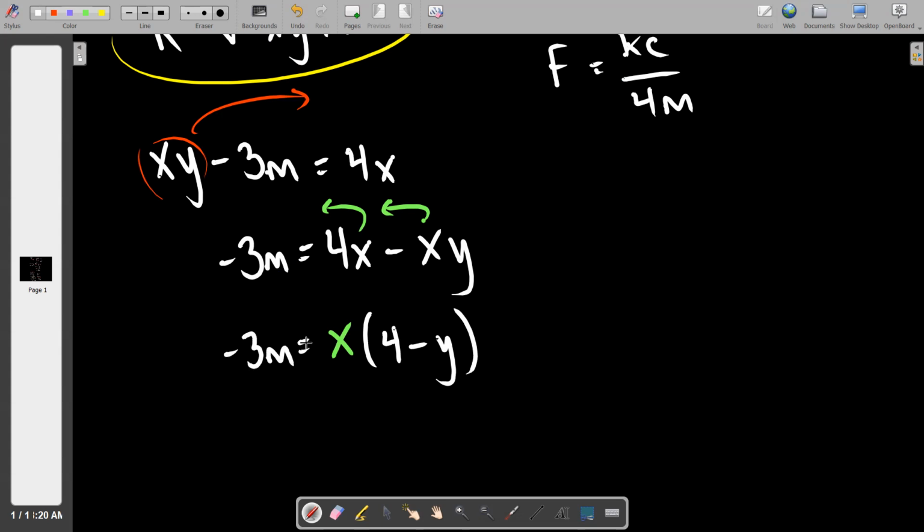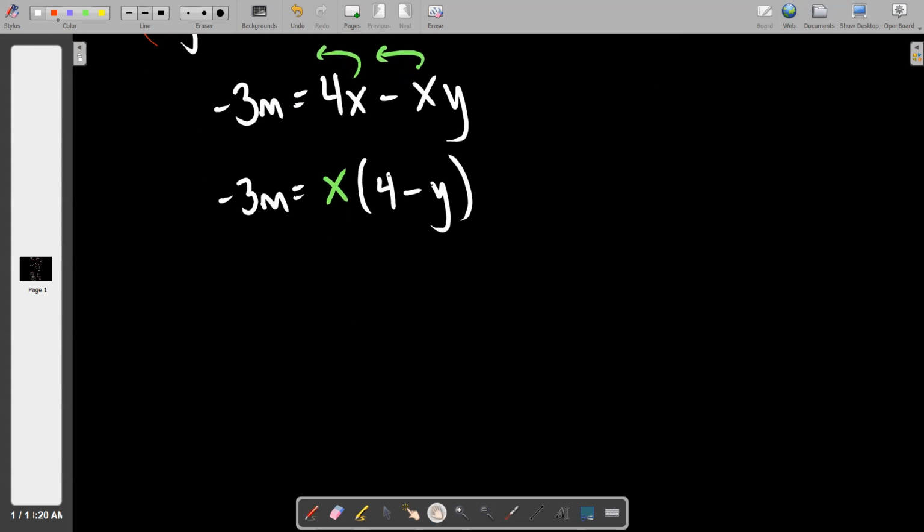And that's the power play right there. That's where you get that variable out and isolated, and then you can divide by whatever's attached to it. So I'm going to divide both sides by 4 minus y, like this.